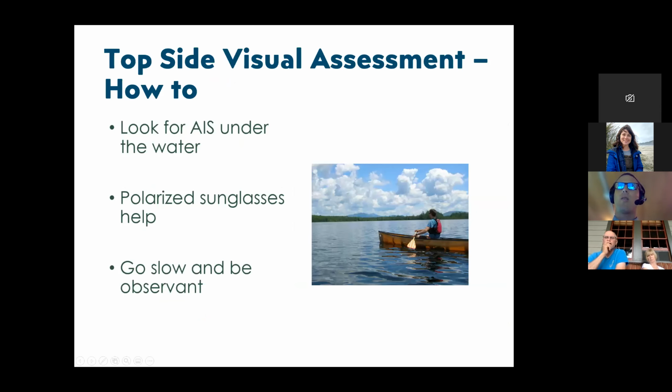So we call this a topside visual assessment. And this is the most popular way that our volunteers assess the lake. So you are just going around on your lake. Like we said, polarized glasses really help. Slowly moving through, paddling or boating, and just looking under the water, looking at all the plants or animal signs that you see. So going slow, being observant, taking a minute to stop and just look around in the area always helps.